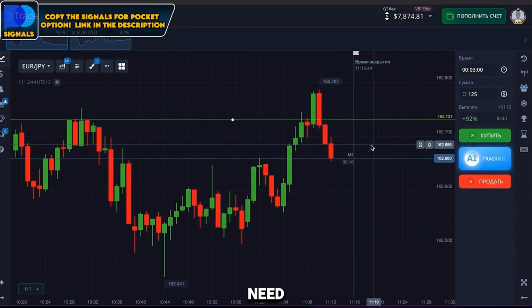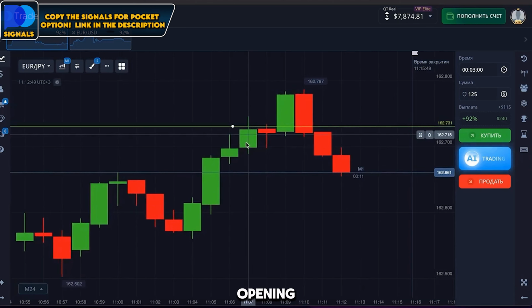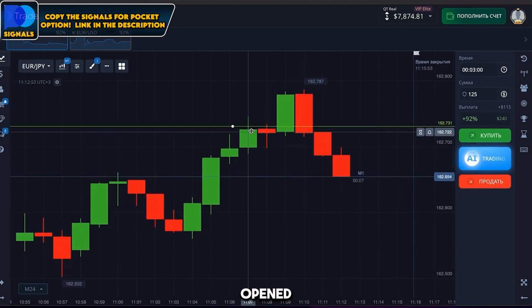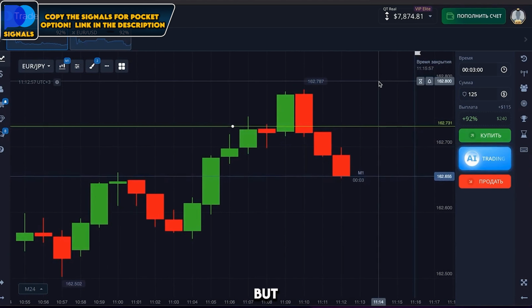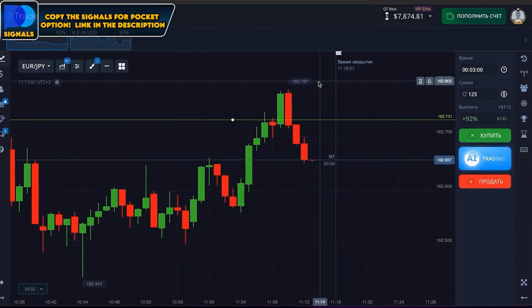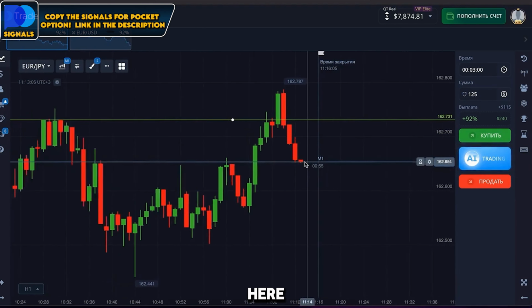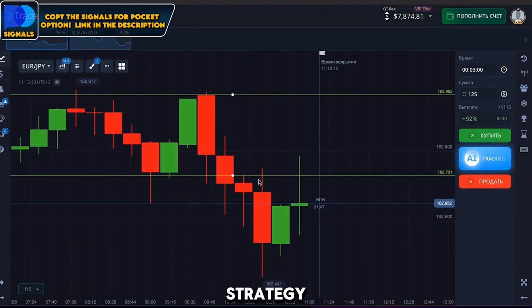Therefore, we need to open carefully here as well. Here, I definitely advise opening on this candle as it approaches. By the way, if I had opened on this candle, I would have likely made profits on all 3 trades. But for now, we have 1 profit and 2 losses. But it's not a big deal. We will try to catch the moment. Here, you can open. But, in fact, I have already explained everything about this strategy.